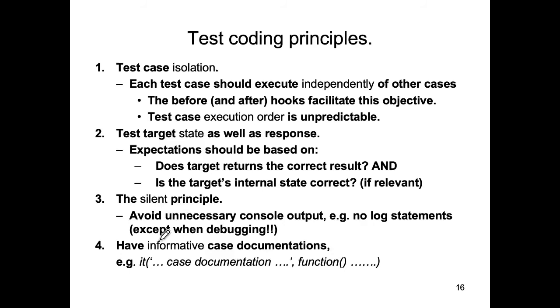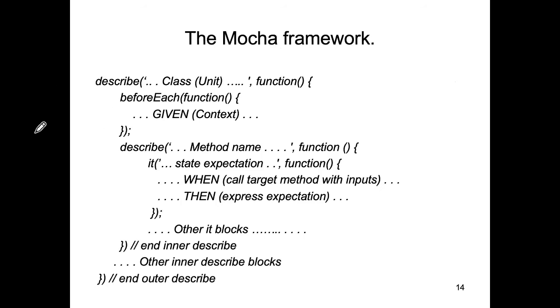The last principle: have informative test case documentation. The way we documented our tests when we were using the custom script is we had console.logs of the given, when, then kind of sentences. That's what I mean by test case documentation. Hopefully, Mocha allows us to do that as well. And that's really the purpose of these strings in the case of Mocha. You've got to think about what you express inside these so that it's clear to other people running your tests as to what you are testing.